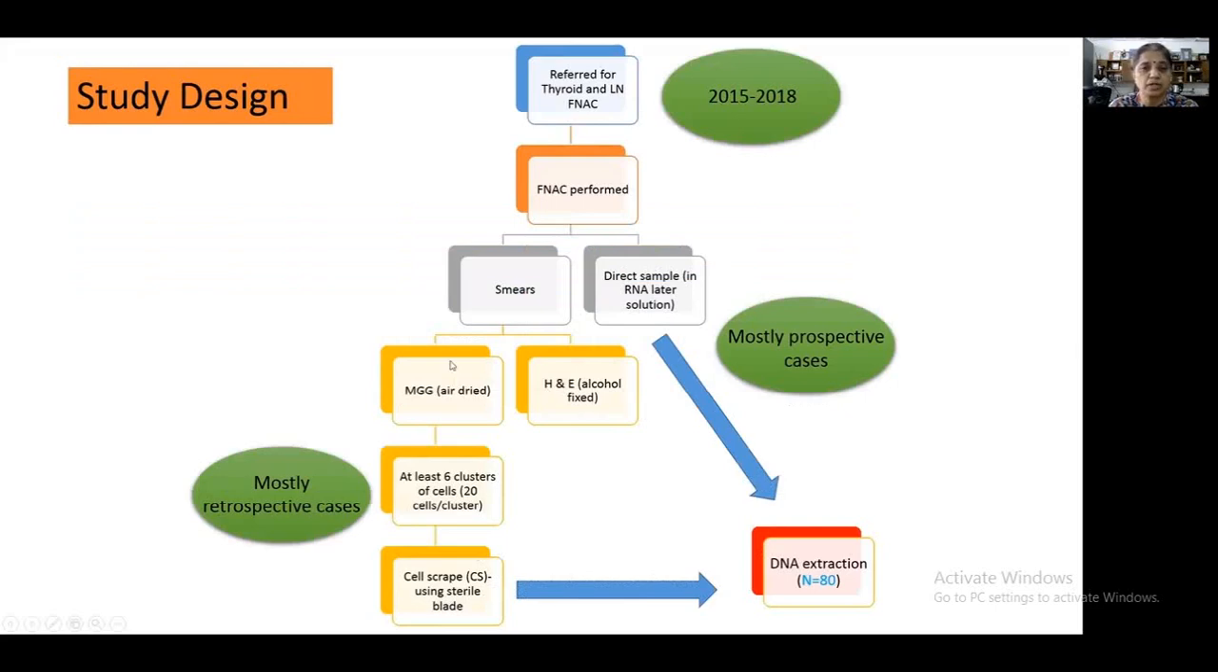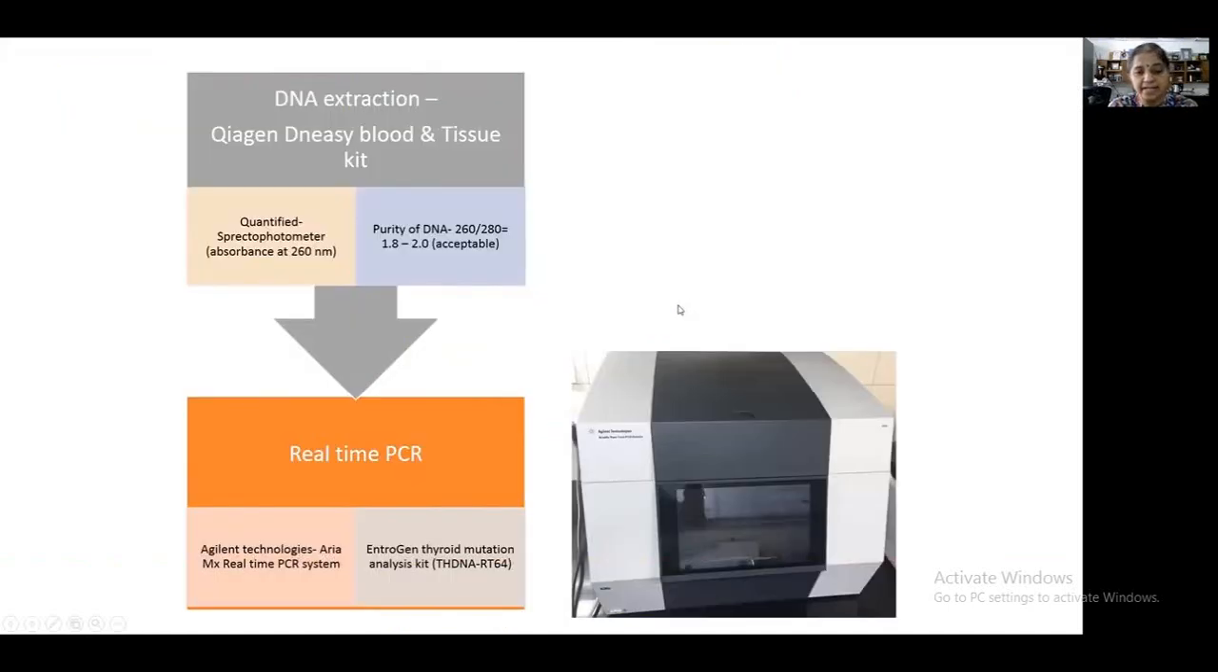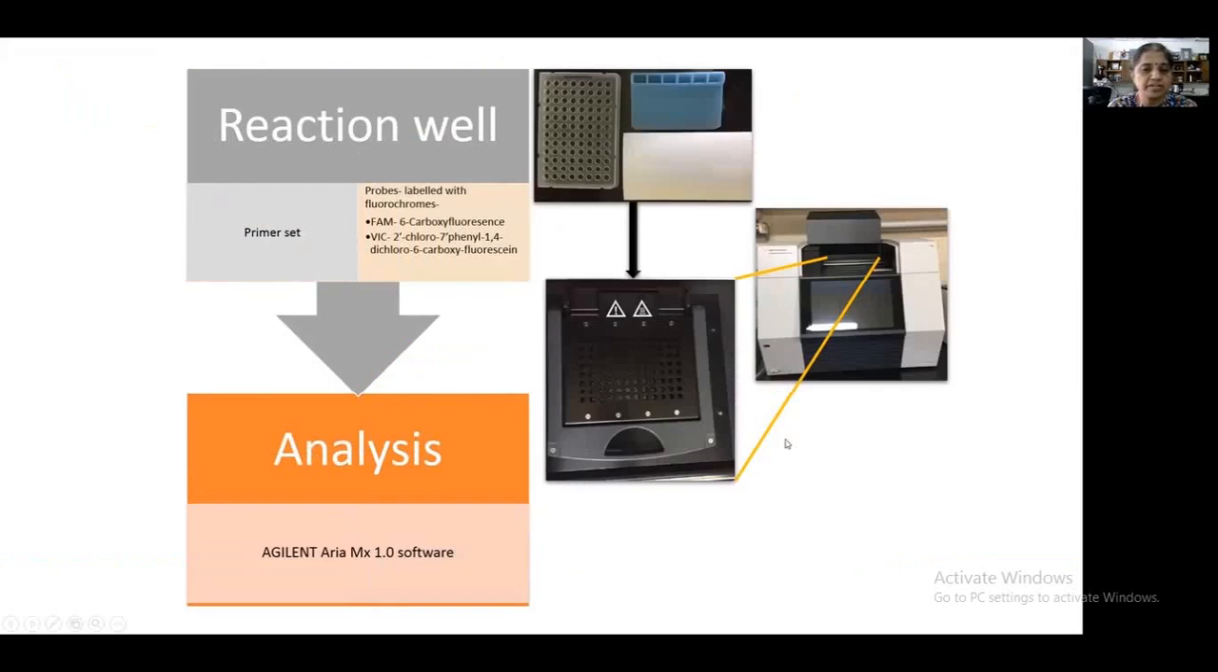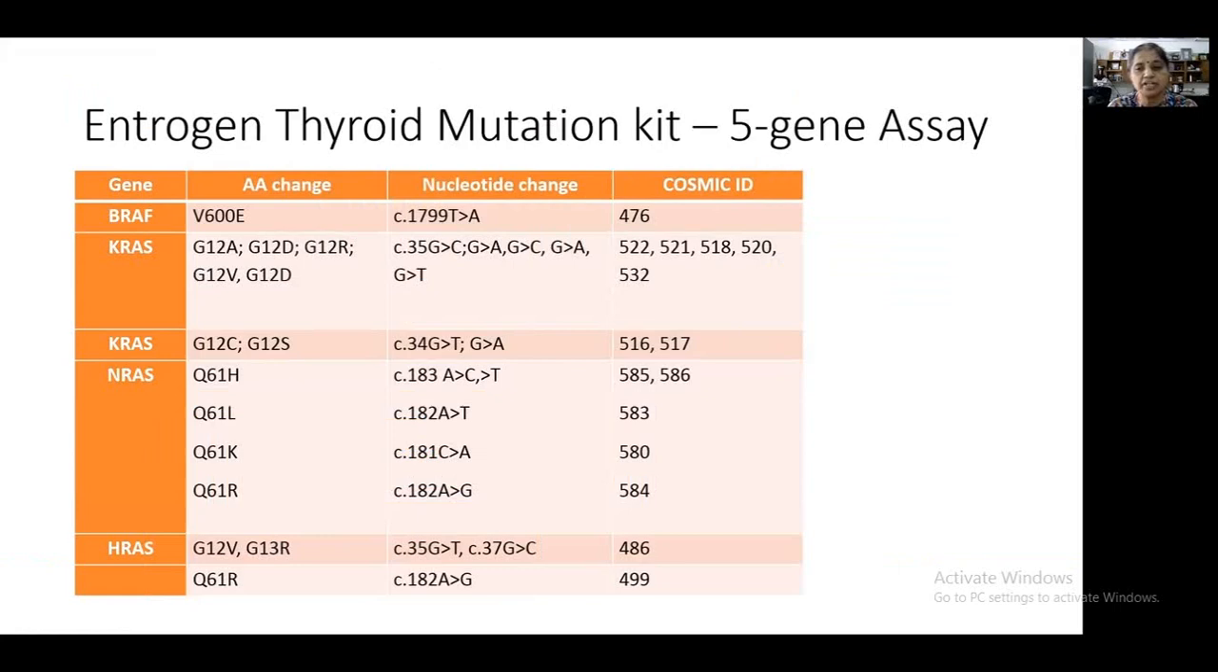So we did a very small pilot study, in fact, and this was the study design. Essentially, we took cytoscrapes, extracted the DNA and ran it using real-time PCR with the Entrogen thyroid mutation kit, which is a 5-gene assay looking at BRAF, KRAS, NRAS, and HRAS, and these are the nucleotide changes of the mutations and also the corresponding amino acid change with the respective COSMIC IDs that are seen.